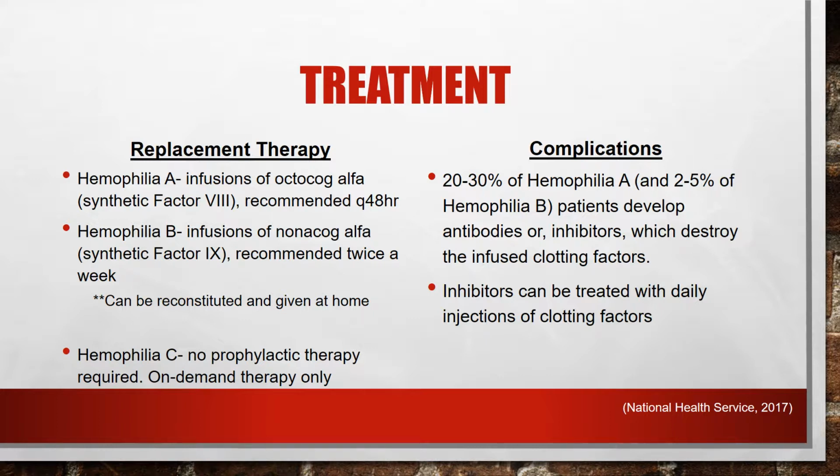There are complications that we need to be aware of. 20 to 30% of hemophilia A and 2 to 5% of hemophilia B patients develop antibodies or inhibitors, which destroy the infused clotting factors. So not only are they deficient in the clotting factors, but now when we're trying to replace them, they're developing antibodies against it. And the way we treat that is daily injections of the clotting factor so that the immune system begins to recognize them and stop producing these inhibitors against them.